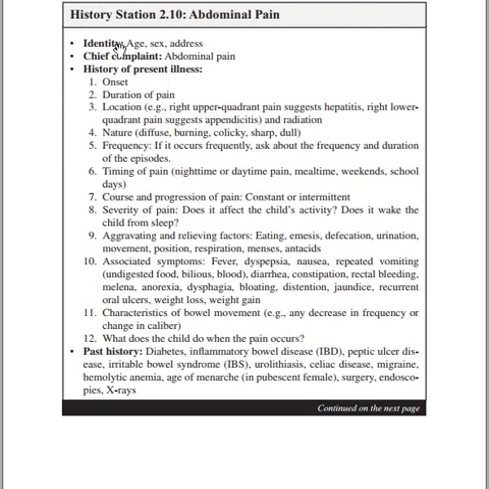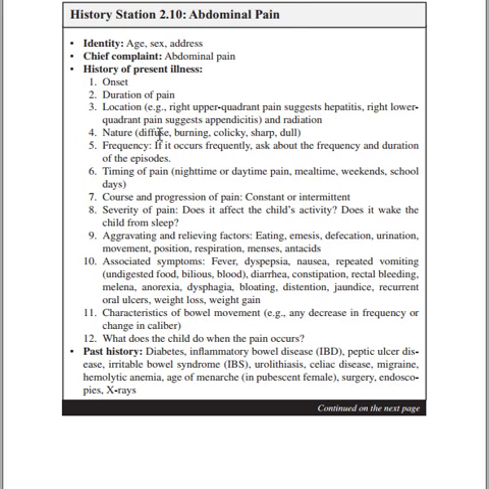The history of abdominal pain should start with identification: age, sex, address. We have the chief complaint, which is abdominal pain. History of presenting illness: we have the onset and the duration of pain, and the location of pain. You can use SOCRATES as for normal pain, or you can use this method. Location of the pain: right upper quadrant suggests hepatitis, right lower quadrant suggests appendicitis and all that. We have the radiation.